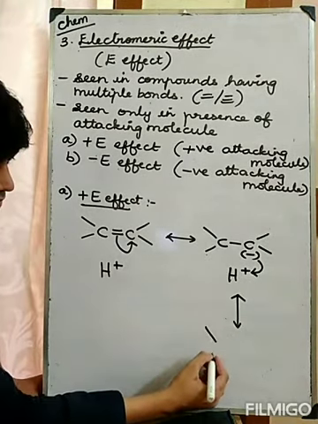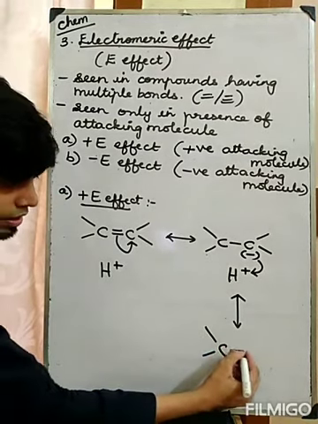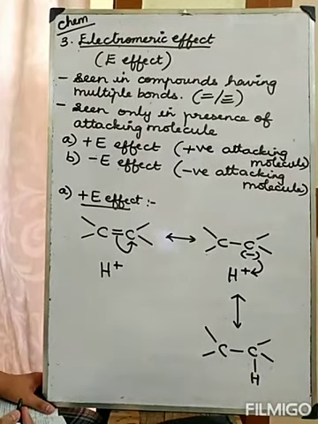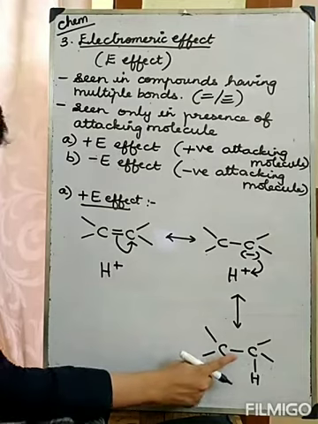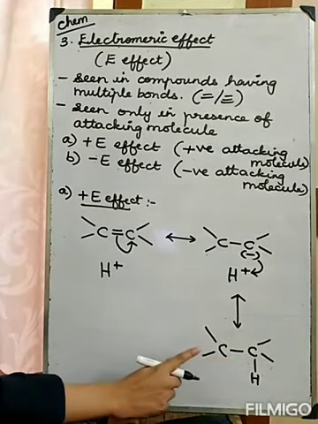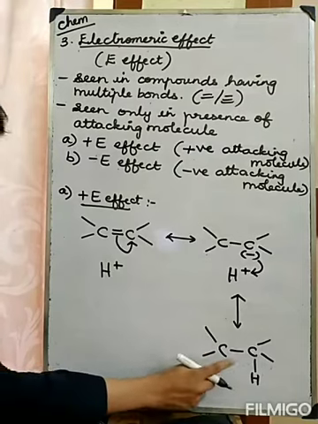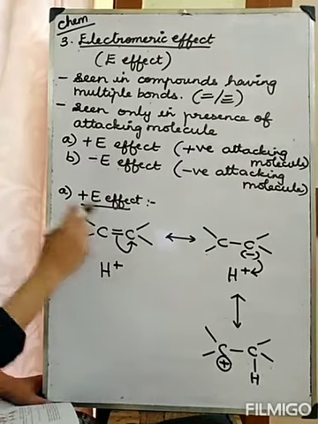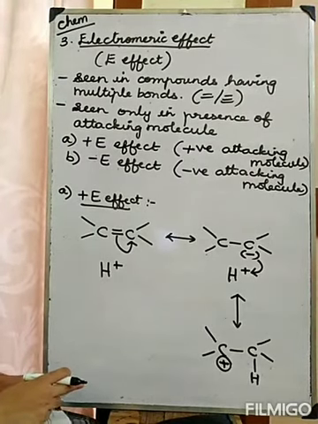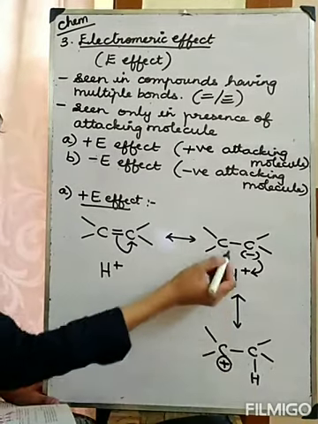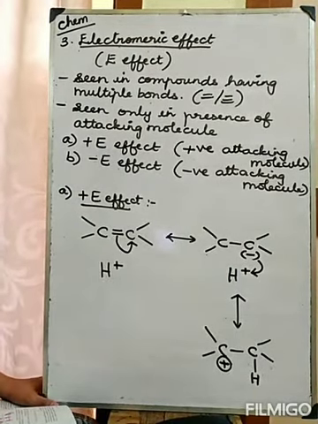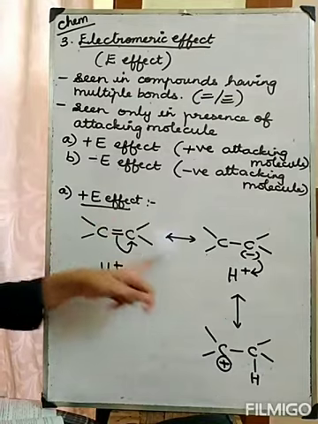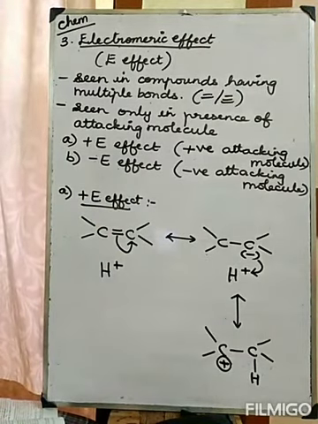I will get C, hydrogen, like this. Now this carbon is only having 3 bonds. Carbon always should have how many bonds? 4 bonds. It is having only 3 bonds, so it will get a positive charge. So this is called plus E effect. Again what can happen? This can shift here and it can form like this. So it is reversible. So this is the plus E effect.